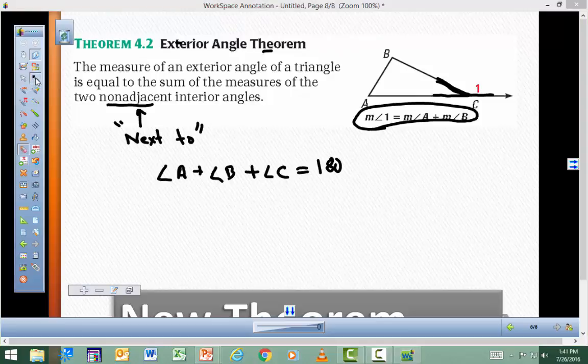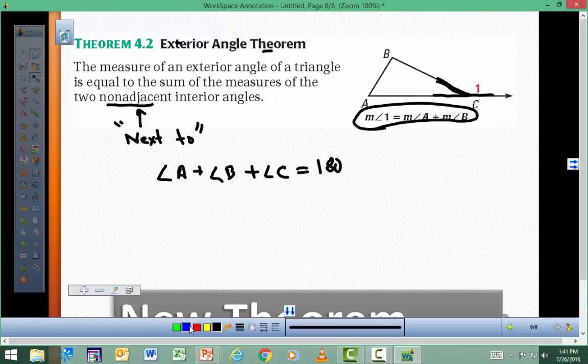But what else do we know? We know that there is a linear pair right here. There's a straight angle from here to here. So there is a linear pair, and you can see there's a line right here. So we could also say that angle 1 plus angle C is equal to 180.